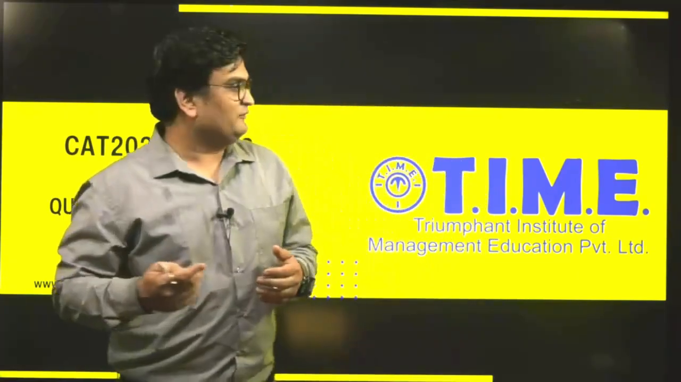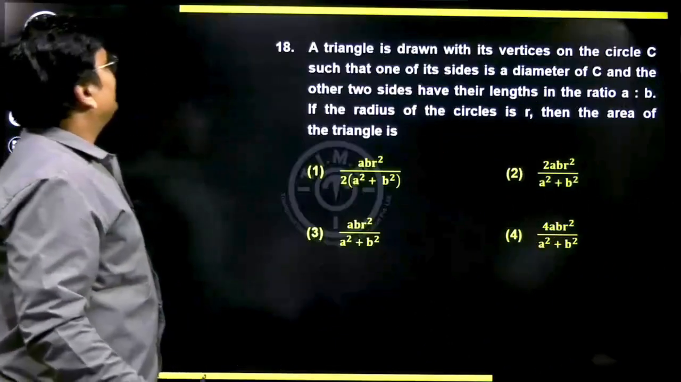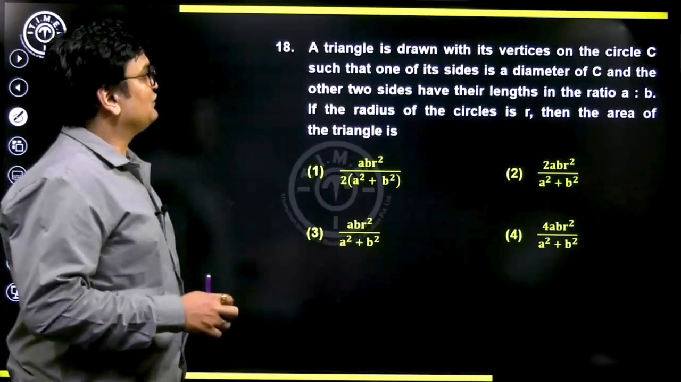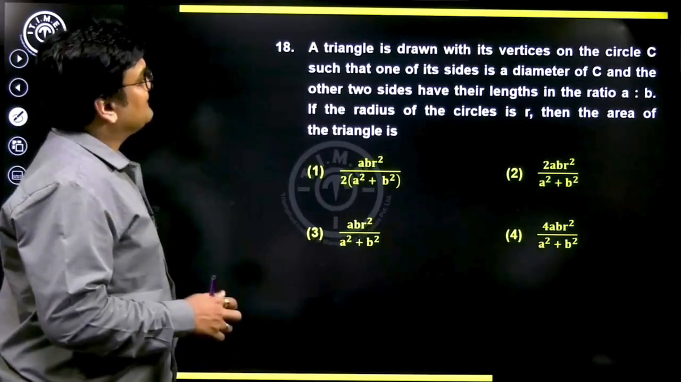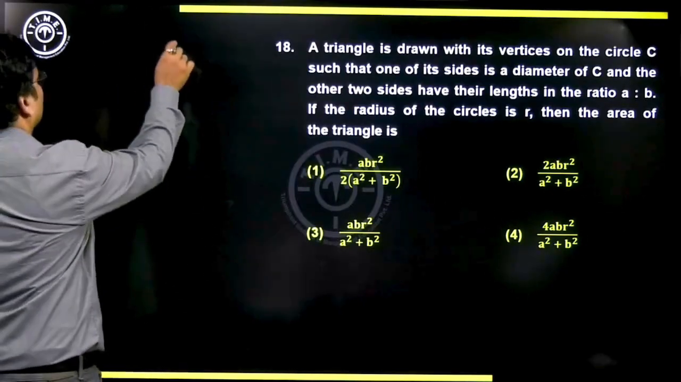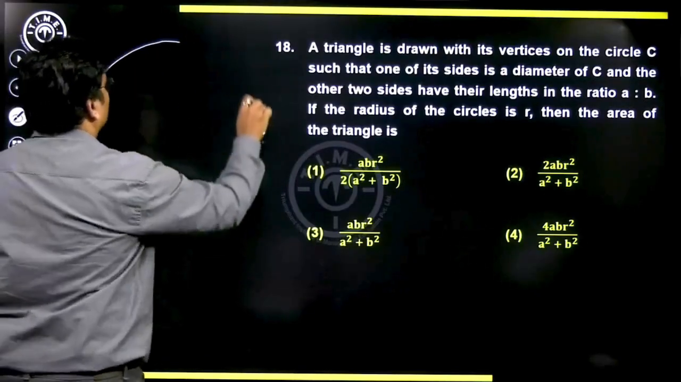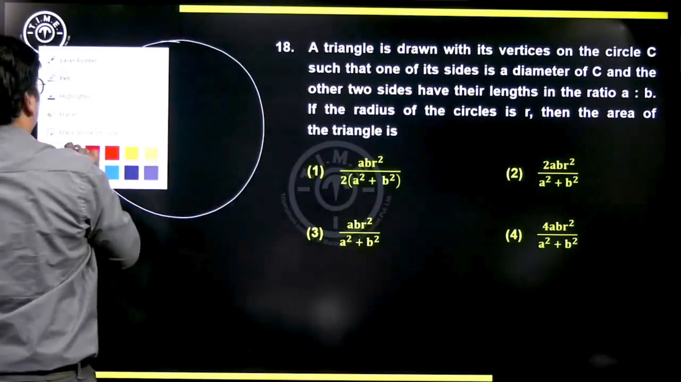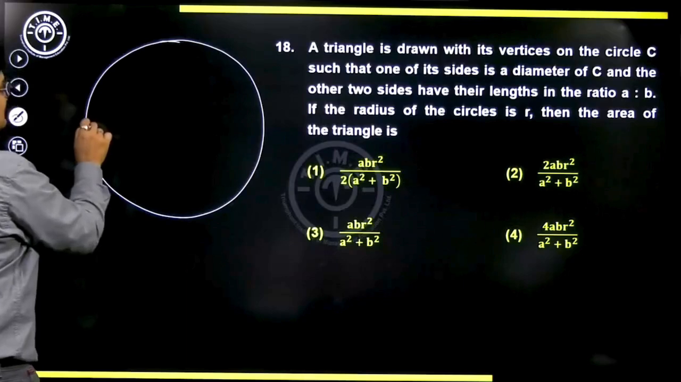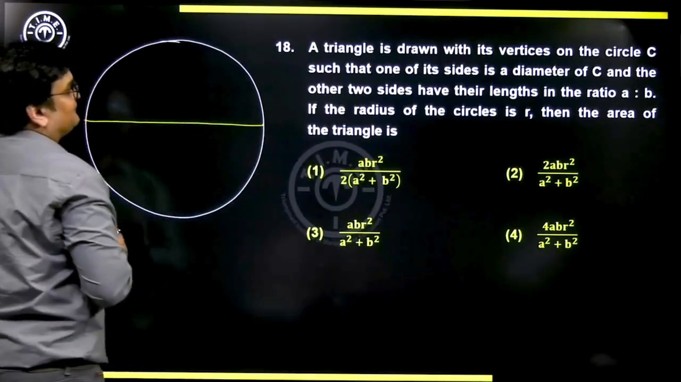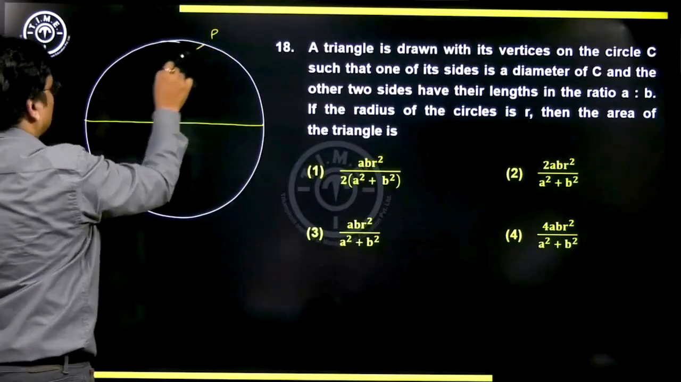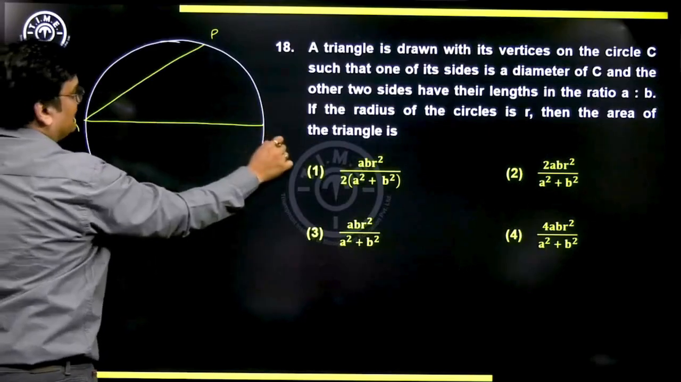So as you all know, we had 22 questions, 18th one. A triangle is drawn with its vertices on the circle C such that one of the sides is a diameter of C. So let me just first draw the circle. On the circle, we have a triangle such that one of the sides is the diameter. Suppose this is one of the sides. Let's give it some names. PQR is a triangle, suppose.